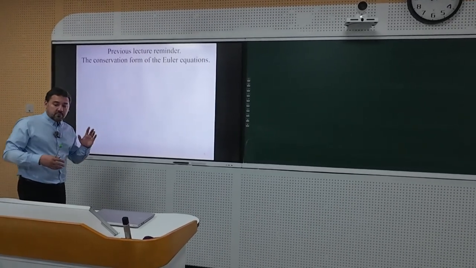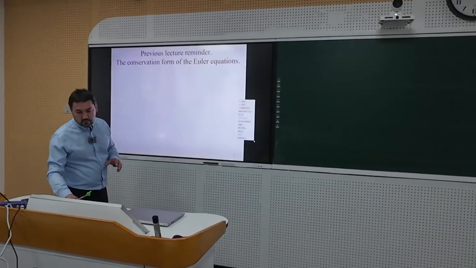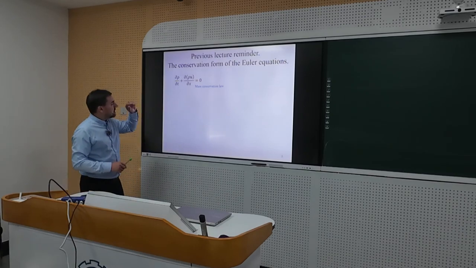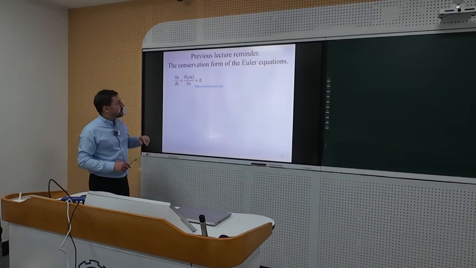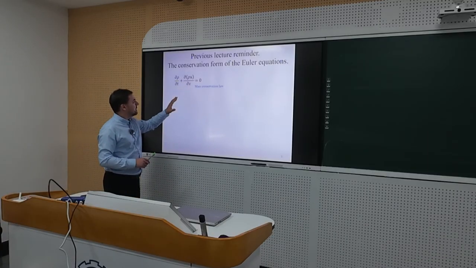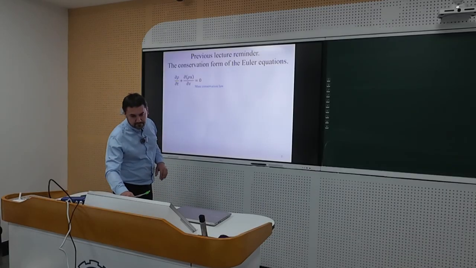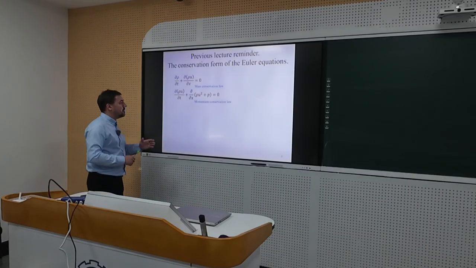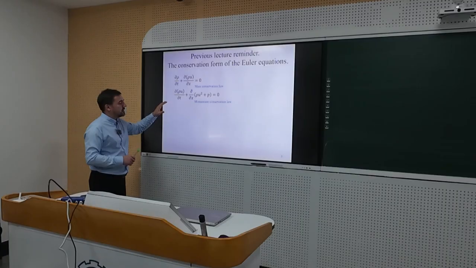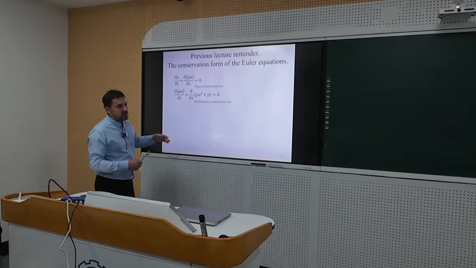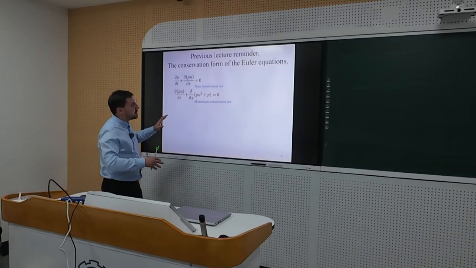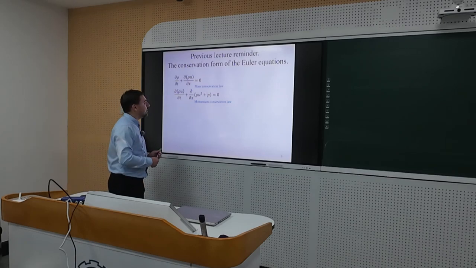So what you must know: the first equation in the set of Euler equations is the mass conservation law. d rho over dt plus d rho u over dx equals 0. The second one is the momentum conservation law. Actually Euler derived this equation, and in books sometimes this equation is referred to as the Euler equation, not the whole system, but this equation, the momentum conservation law.